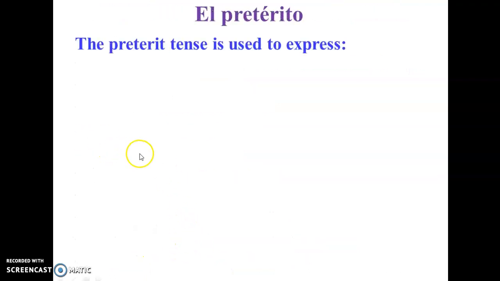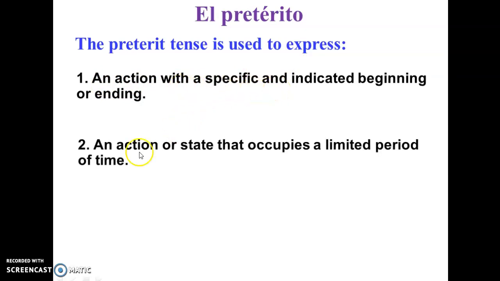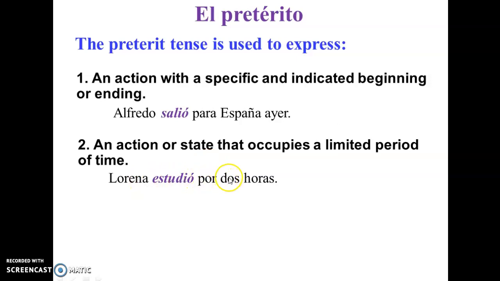So let's continue. When do we use this preterite? It's used to express different situations. The first one, an action with a specific and indicated beginning or ending. For number 2, another way that we know when to use the preterite, it's an action or state that occupies a limited period of time. Here's an example for number 1, with an indicated beginning or ending. In this case, this is the beginning. Alfredo left for Spain yesterday. Salió para España ayer.